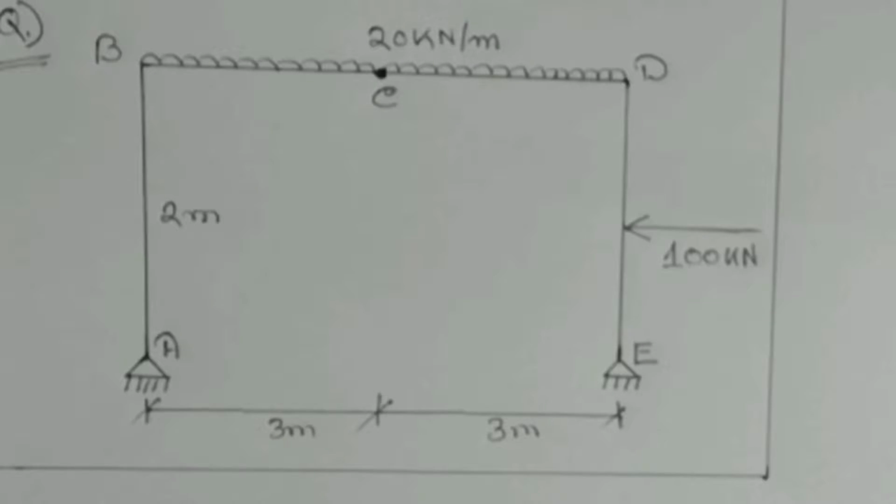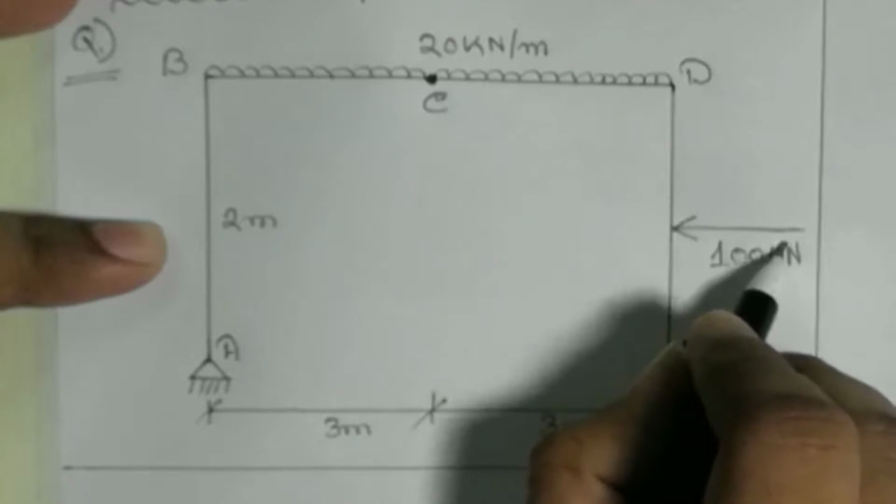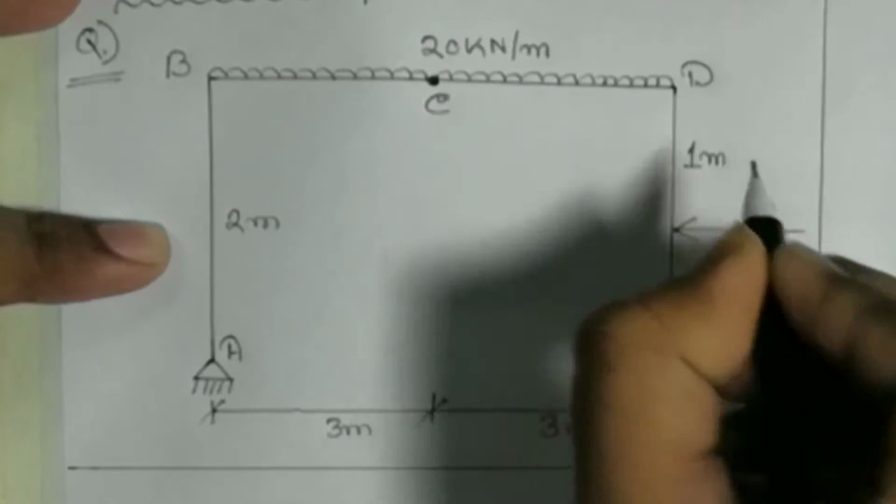It is 3 meter and 3 meter. So the total is 6 meter. Another load, 100 kilonewton, is acting in the negative x-axis. The distance between them is 1 meter and 1 meter.